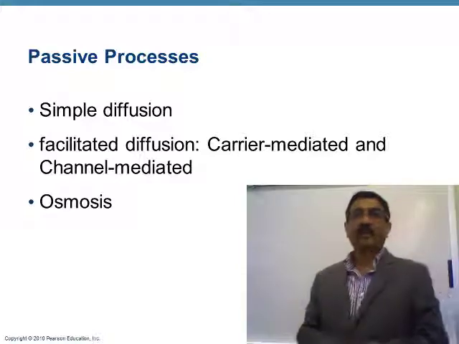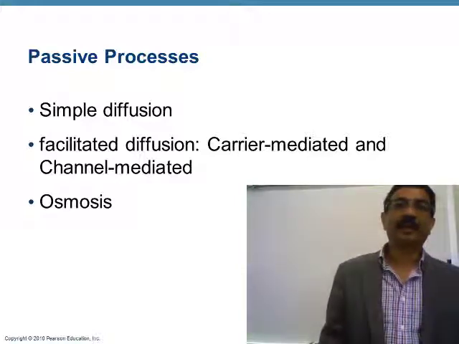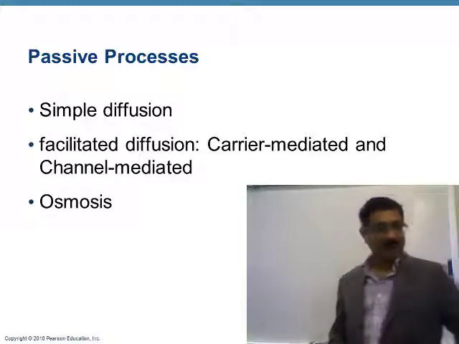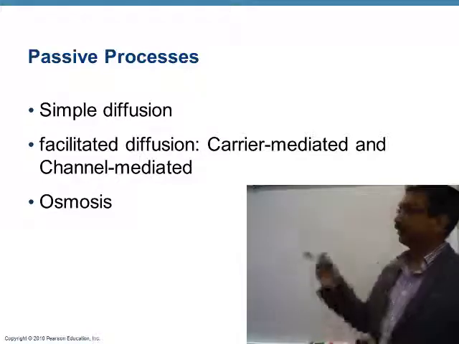Facilitated diffusion could be two types, carrier mediated and channel mediated. Now first we'll see the simple diffusion and osmosis. So if this is a cell membrane, we know that cell membrane is a semi-permeable membrane, okay?